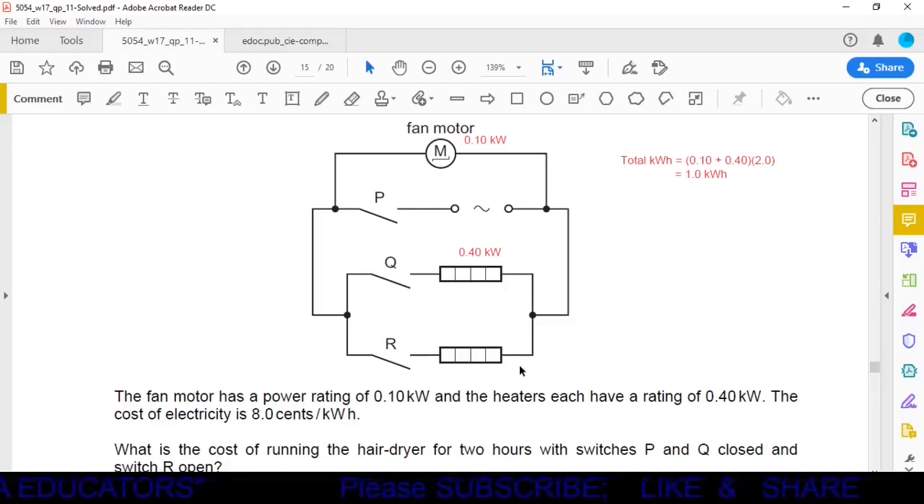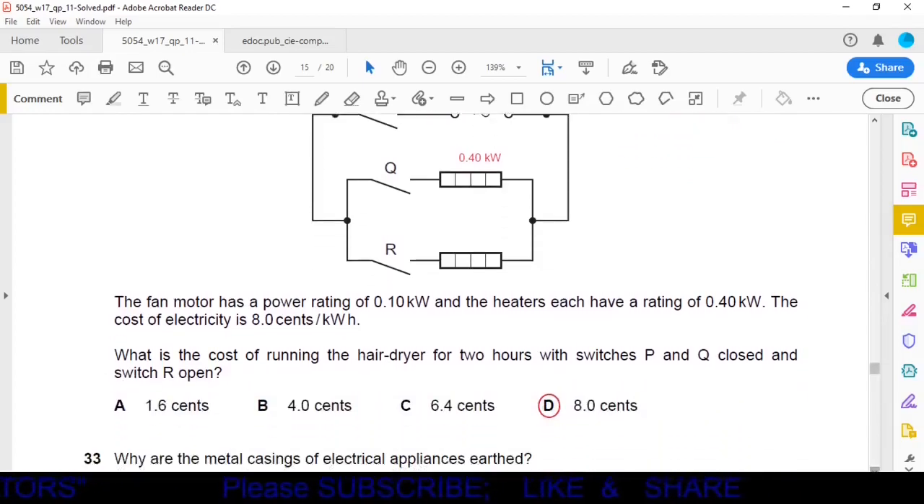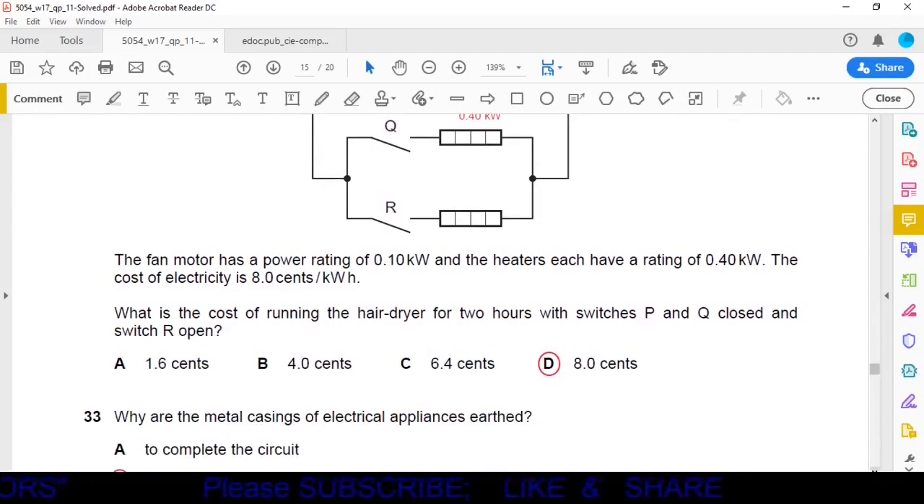Now cost of 1 kilowatt hour is given 8 cents. So the same 8 cents will be the answer for the cost of running the hair dryer for 2 hours with switches P and Q closed and switch R open. And this 8 cents is given in option D. So option D is the correct one.